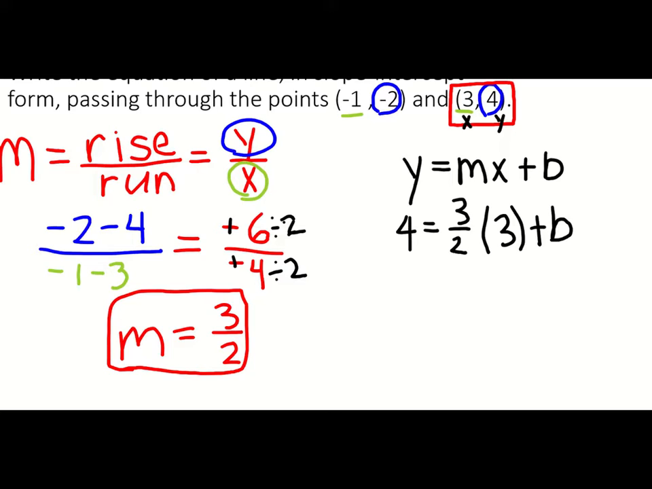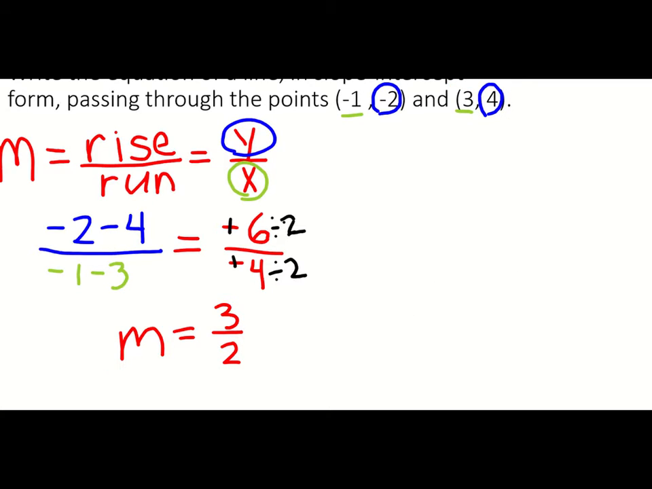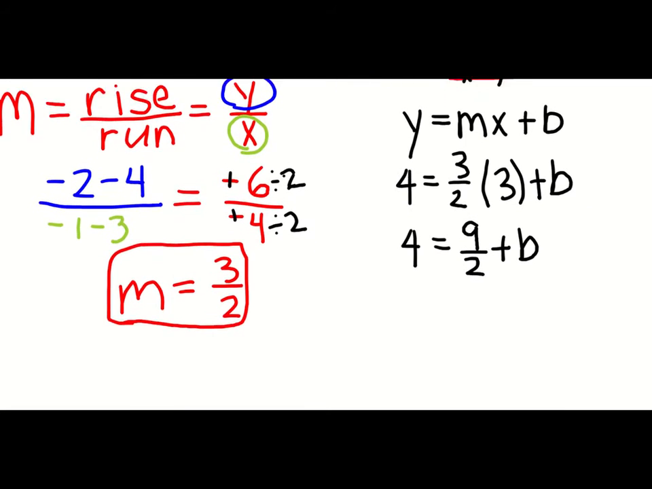And what I'm going to do is solve this equation for b. So 3 times 3/2, remember you only multiplied the numerator, so 9/2 plus b. There's no need to make this stuff decimal, so just leave fractions.